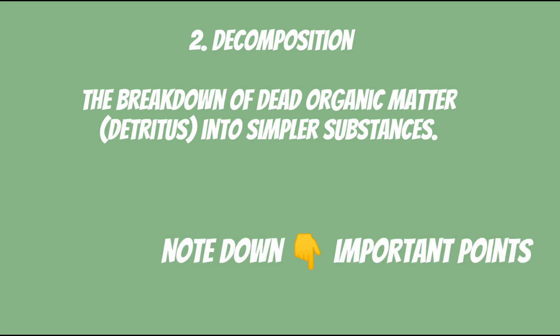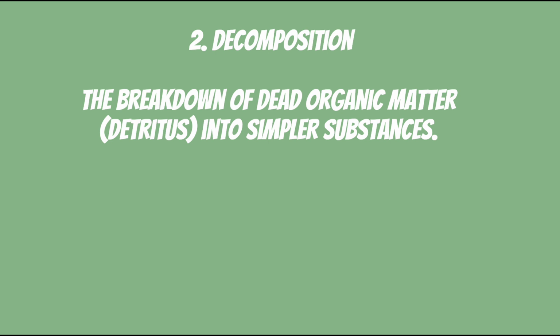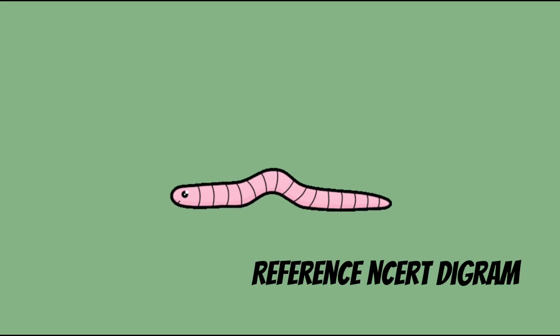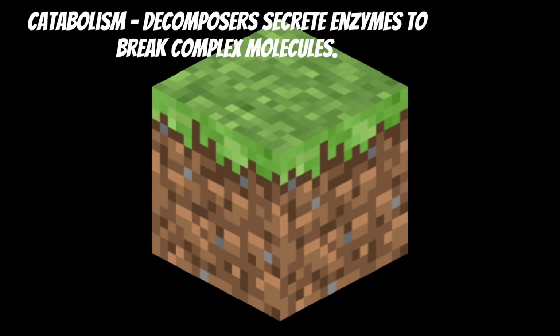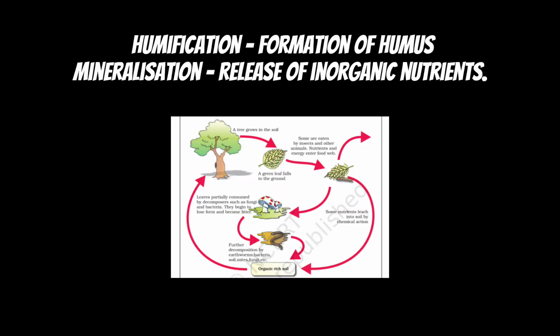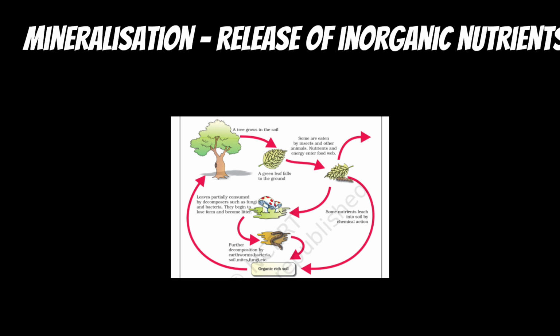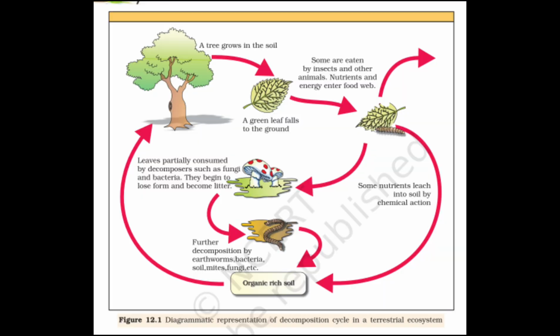And the decomposer, what does it do? It breaks down the dead organic matter, detritus, into simple substances. First is fragmentation: the detritivorous earthworm breaks detritus into small pieces, and water-soluble substances go into the soil. Catabolism is when decomposers secrete enzymes to break down the complex molecules. Humification is the formation of humus, a dark, partly decomposed organic matter, and mineralization is the release of inorganic nutrition. Decomposition rate depends on temperature, being fast in warm and moist conditions, and on the nature of litter, that is, small simple compounds decompose fast.